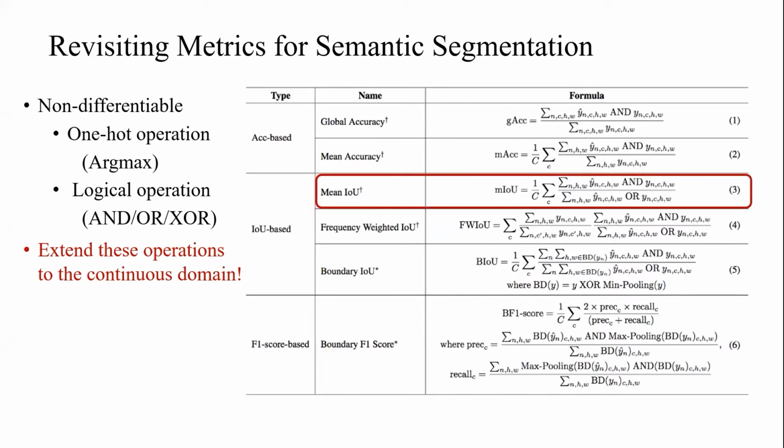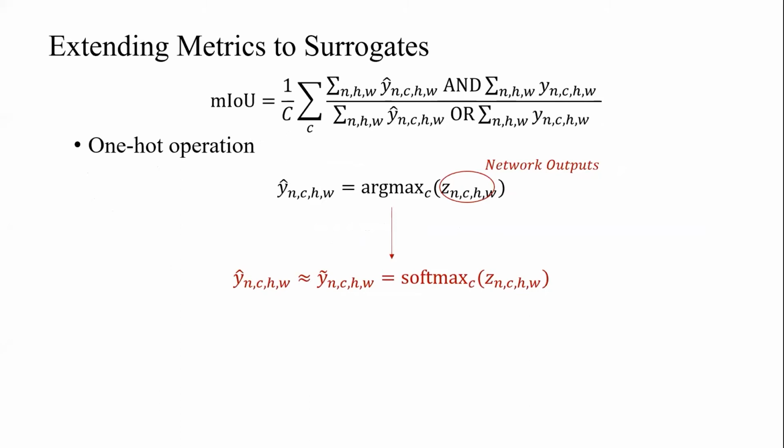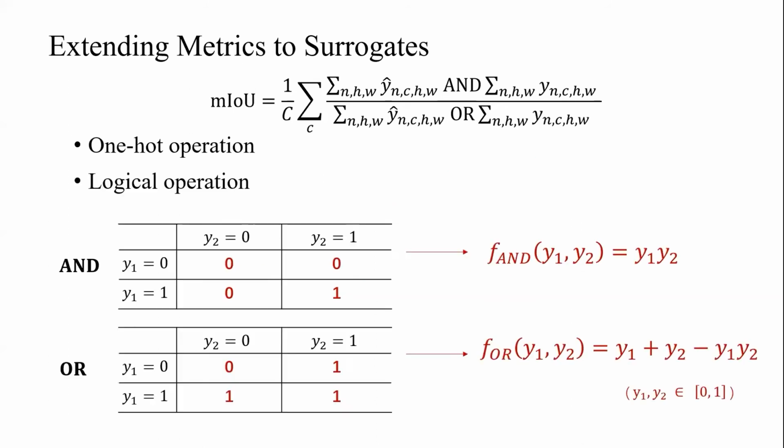We now take the mIoU as an example to introduce how to extend these operators. First, we handle the OneHot operations. Here, the NCHW indicates the different channels in the prediction and in the ground truth. This is very simple for the argmax. We just replace it with the commonly utilized softmax to make it differentiable.